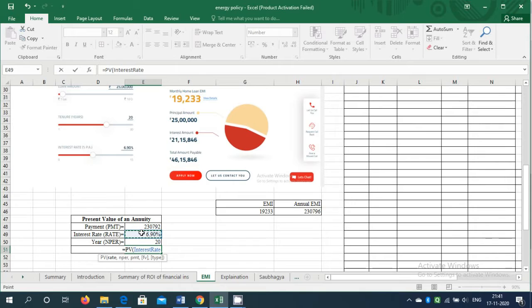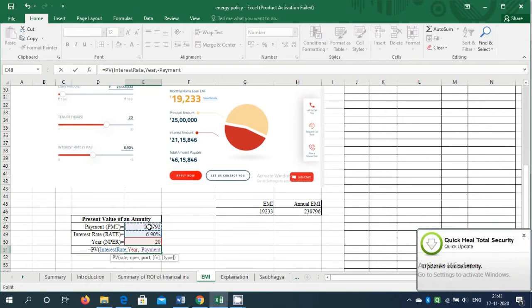Here I have already defined this cell earlier to save time, and this is just like EMI which I have typed over here, and then the year. NP year, that is year. After that, how much is the payment? For the payment, I have to write minus. In case of this one, then I'll type this.